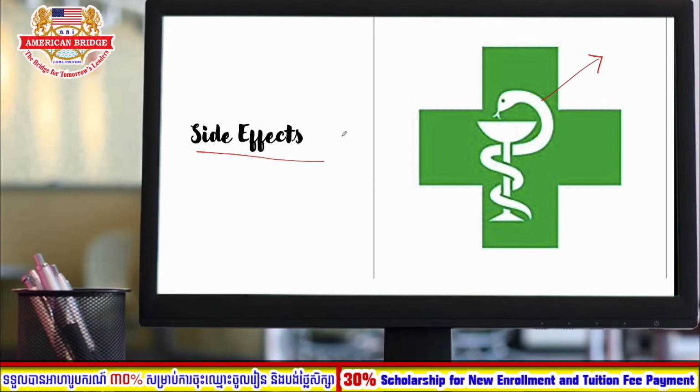So side effects mean the bad effects that come with the medicines. For example, let's say you have a serious headache and then you take the medicines. The more you take that medicine, you can prevent your headache. But there are some things that will be damaged because of the usage of those medicines. So whenever you take a medicine, be careful and make sure to ask the doctor first.